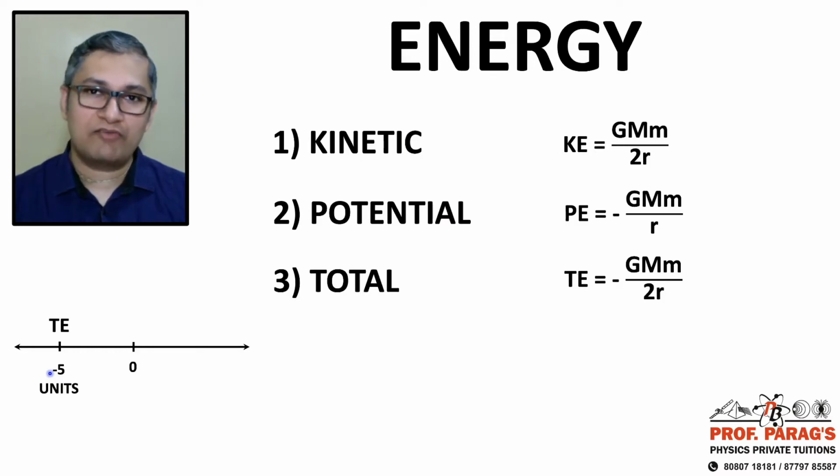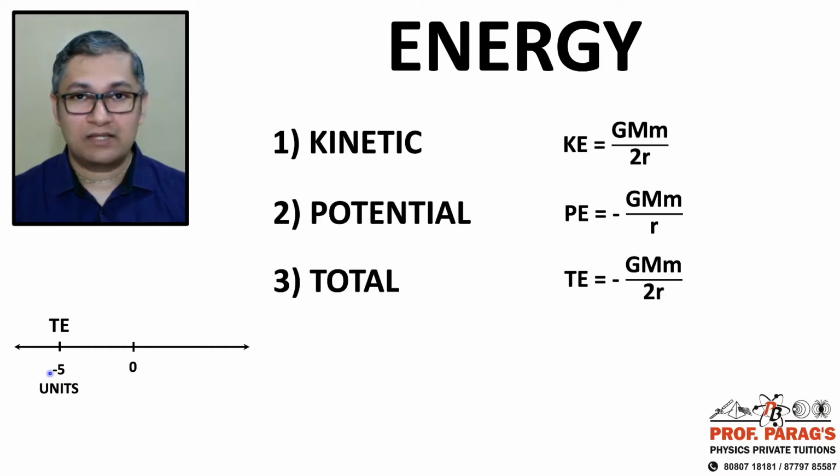Because earlier you borrowed 500 rupees, that would be, let's say, minus 500, if you want to represent it with a sign. And then when you earned 500 rupees, that became plus 500 and the number came to 0. So from minus 5, if I want to come to 0, how much energy should I give? The answer is plus 5.